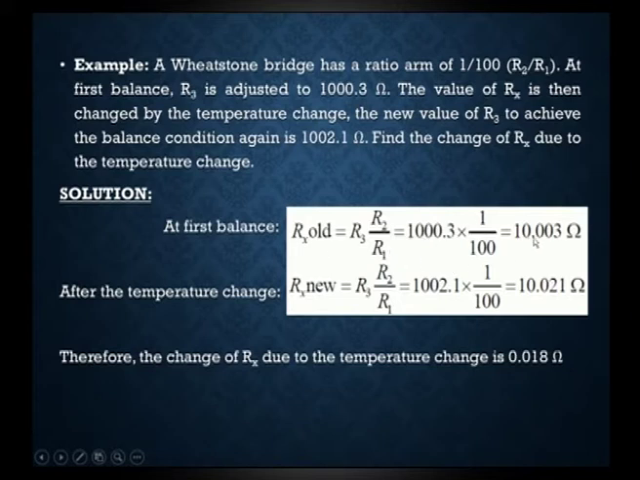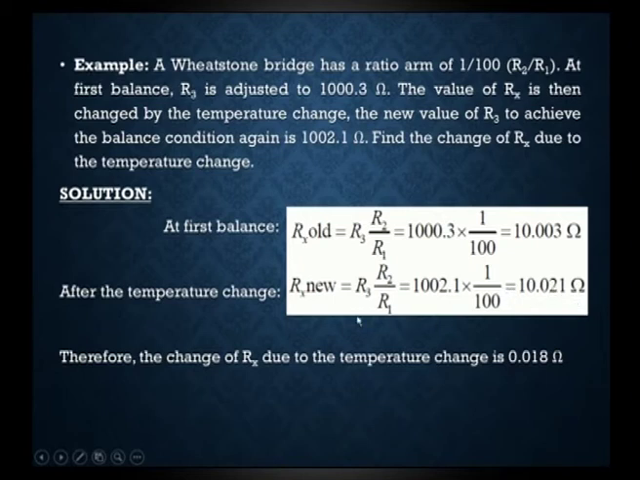So, that is 10.003, which is the old value. Next, after changing the temperature, what will be the new value of resistance? So, Rx new will use the same formula, the only change being the condition: the value of R3 is changed after the temperature change. R3 is 1002.1 with the same arm ratio, 1 by 100, which gives 10.021 ohms.